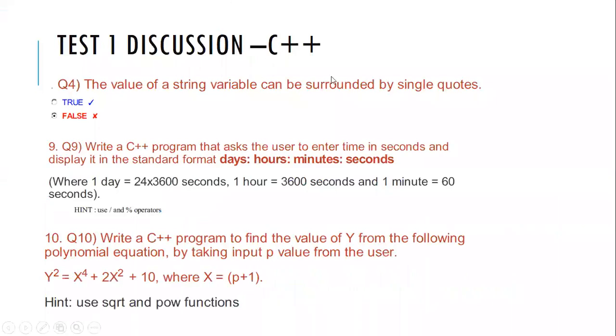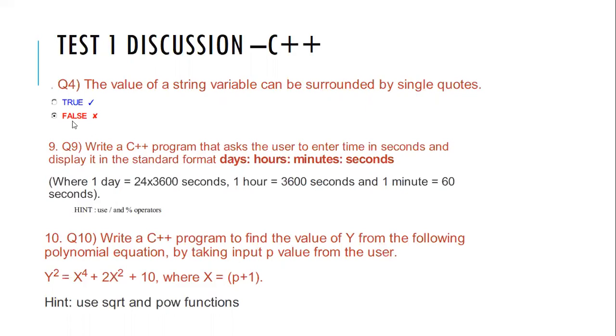These were some of the questions that I felt you haven't done well. Question number 4 was asking whether the value of a string variable can be surrounded by single quotes. This is not possible in compiled languages, I mean, it's not possible in C++ or Java. To store a string variable, you have to store it in double quotes. But of course, it's possible in Python.